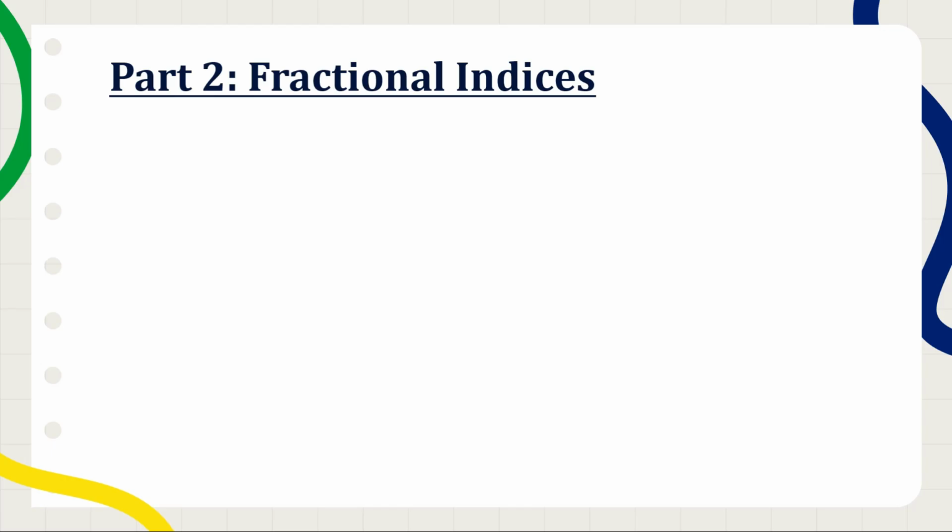Now let us learn about fractional indices. As stated in the rule, a to the power of m over n, where m over n is an exponent, equals the nth root of a all to the power of m. A fractional index represents both a root and a power. Once you understand this rule, simplifying these expressions becomes much easier. To understand the rule, let us take some examples.